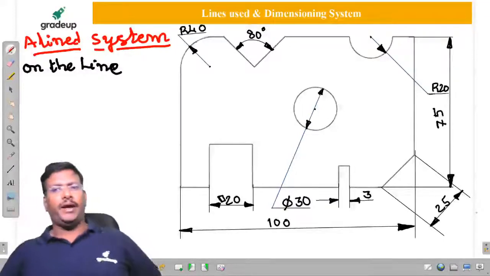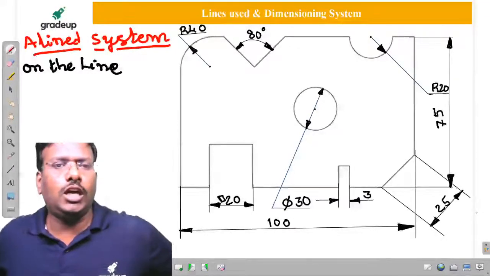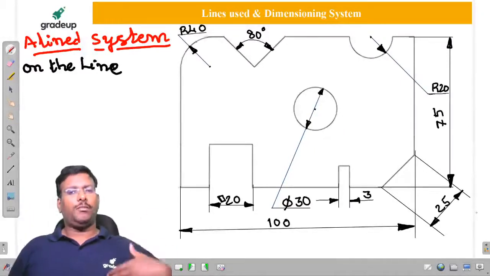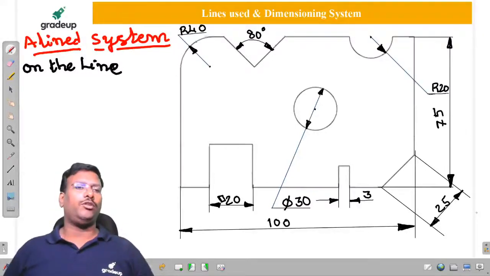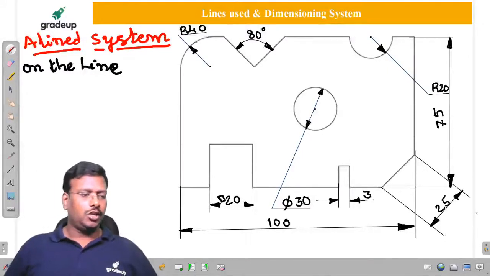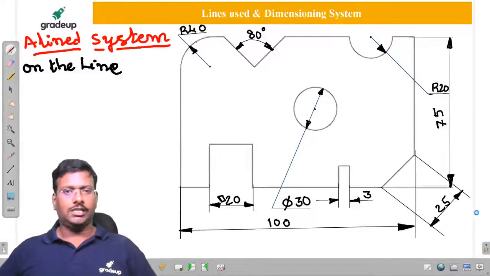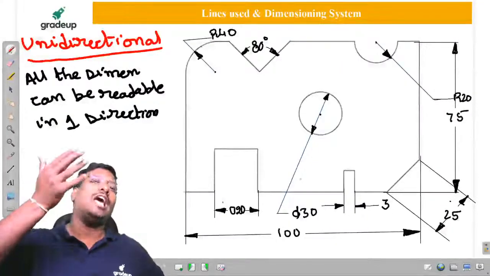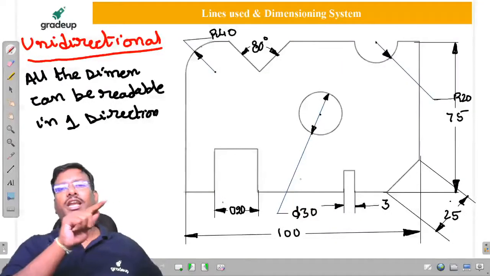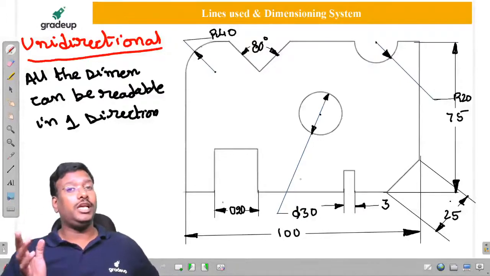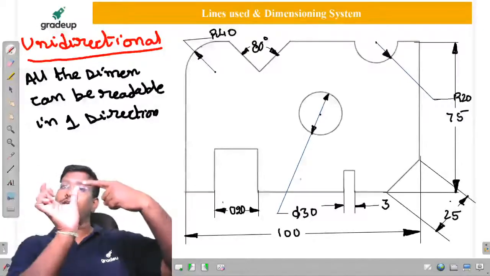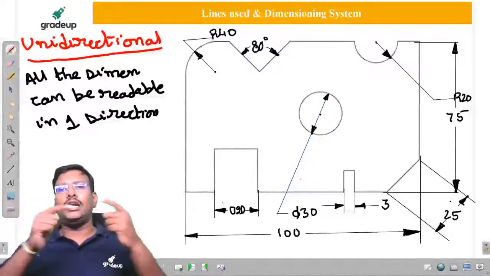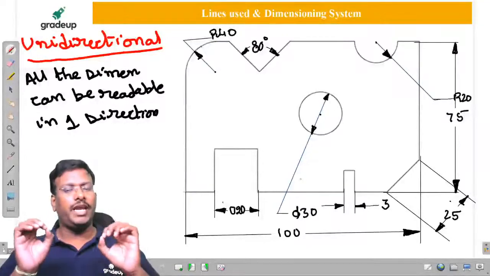If they give bidirectional and there is no multi-directional option, you give the aligned system as bidirectional. If multi-directional is given, the first preference we have to give is the aligned system. Unidirectional is this. I hope you understood. Sir, in the aligned system, the dimension is given above the line, and the dimension line is a continuous line. In the unidirectional system, the dimension will be given in between the dimension lines. In between, not above, not below. In between. And the dimension line is not continuous, it will break at the middle.